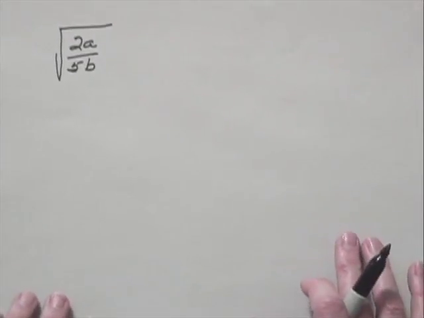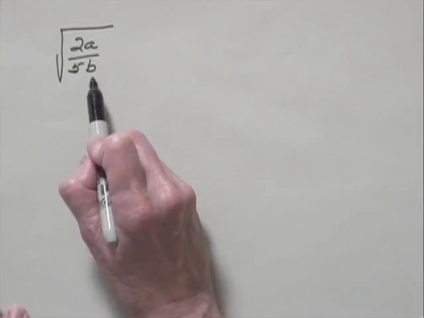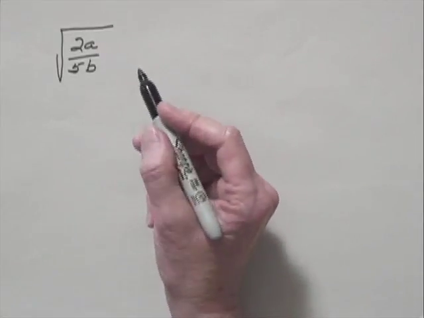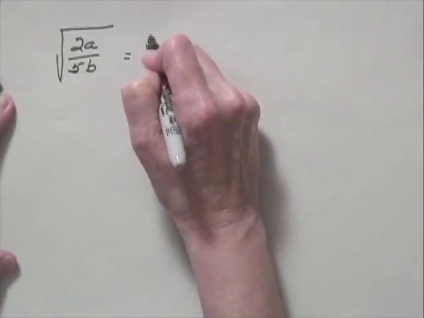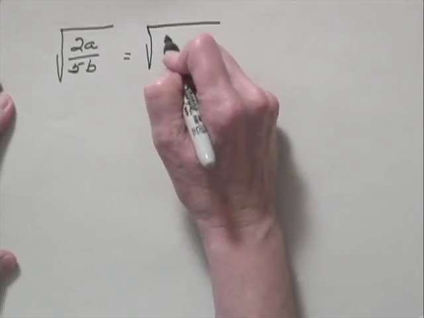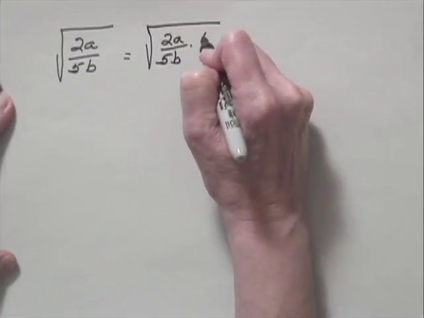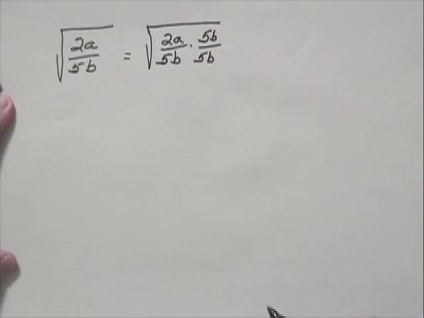Now, I want to multiply under the radical sign by 1 in a form that will give me a perfect square in the denominator. I see that I have a factor of 5 and a factor of b, so if I had one more factor of 5 and one more factor of b, I would have a perfect square in the denominator. So that tells us that we should multiply by 1 in the form 5b over 5b.